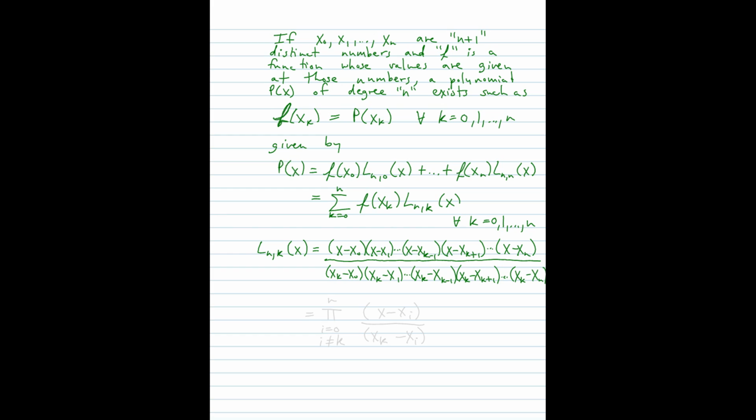This can also be represented as a product. So a product from i equals 0 to n, where i is not equal to k, would be the quotient x minus xi over xk minus xi.